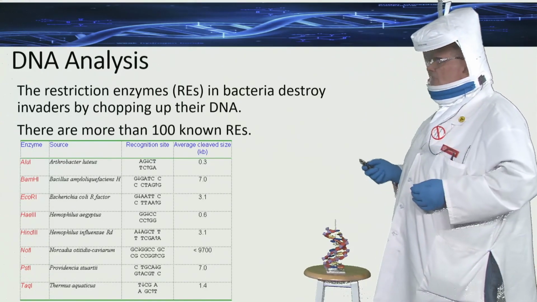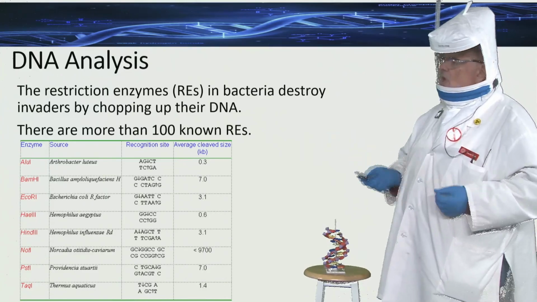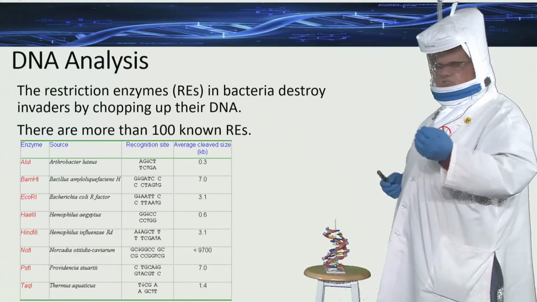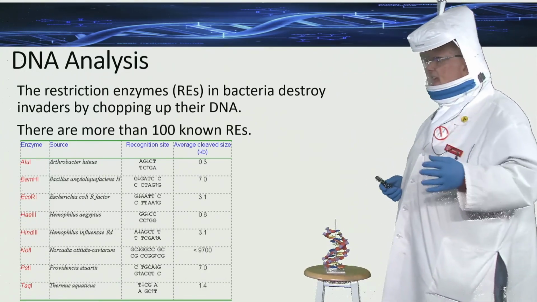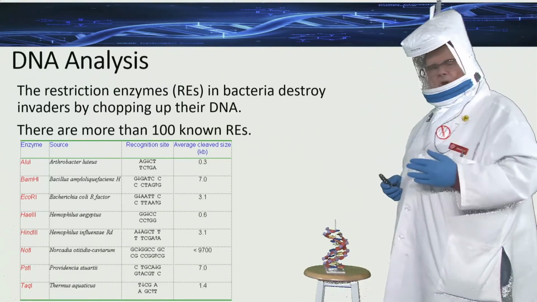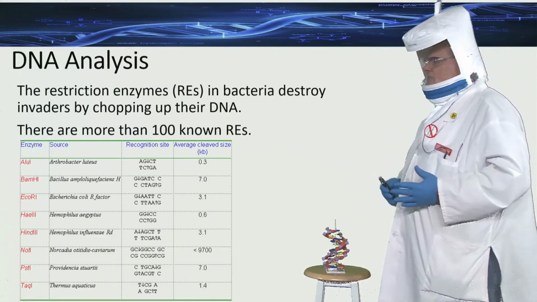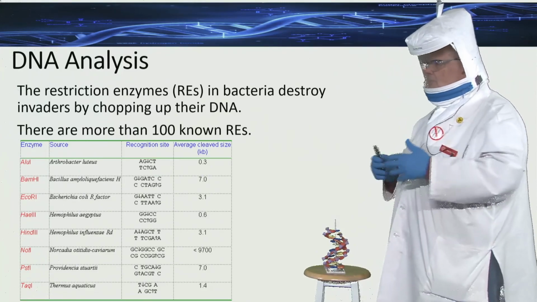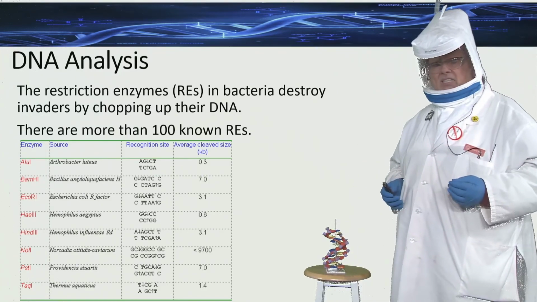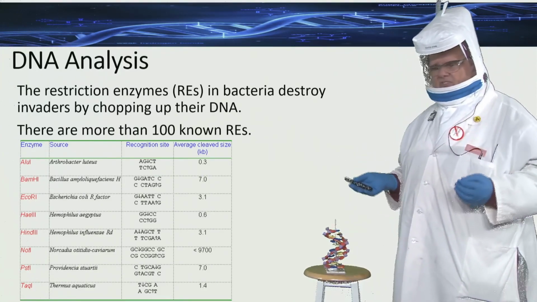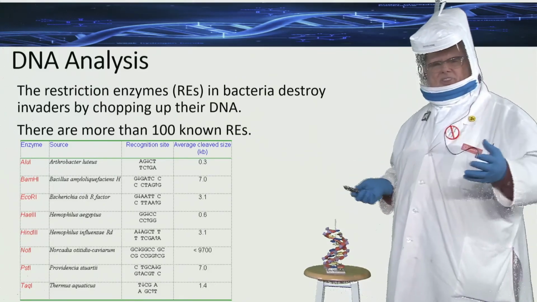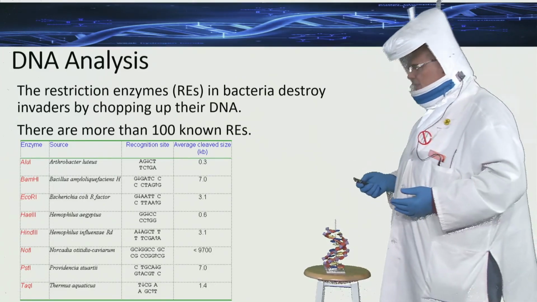In the third column, it gives you the specific sites on the DNA that it looks for, and then the average size of the pieces that are made by it. And of course, that size of the pieces is going to vary with the DNA that it's analyzing.